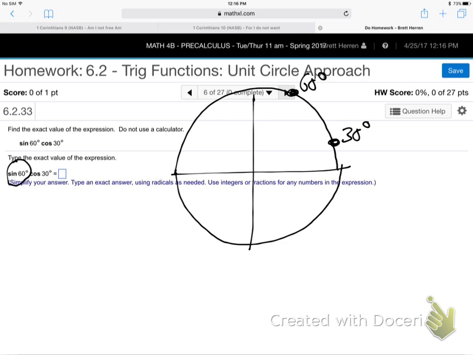So looking at the unit circle, over and up. It's over a small amount, up a large amount, right? For that 60. So it's over a half, up root 3 over 2.